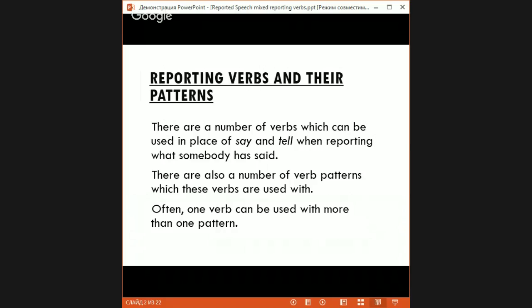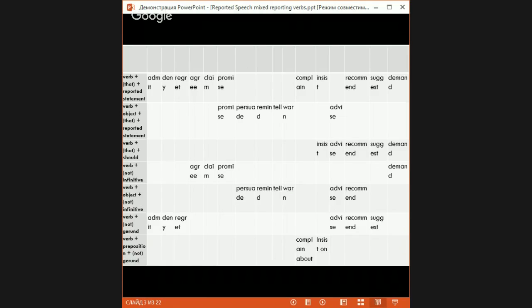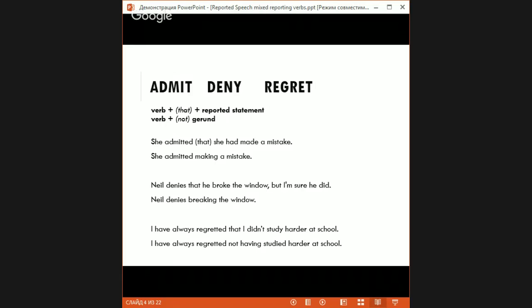And this is what I wrote. This is the table. Of course, it doesn't look very nice, but I just want you to pay attention that there are so many verbs that can be used with different phrases, not only the one. I think the winners here are advise and recommend. Now let's look at every pattern.